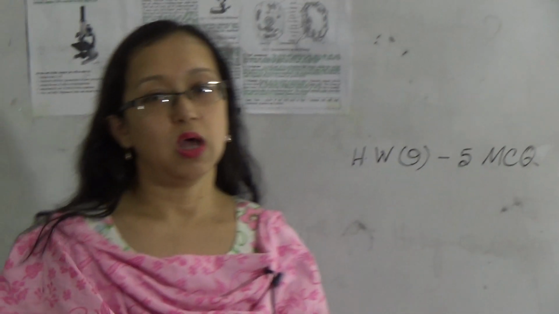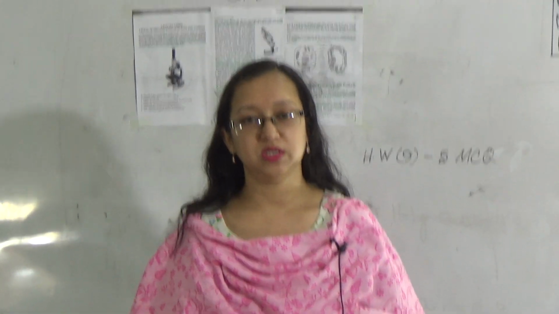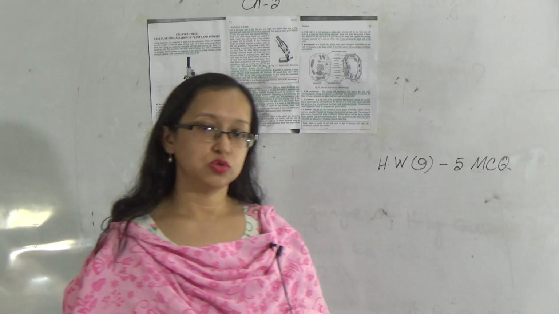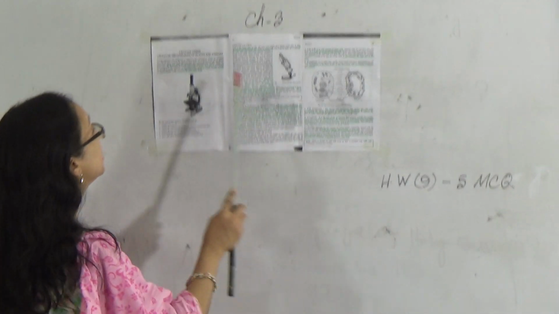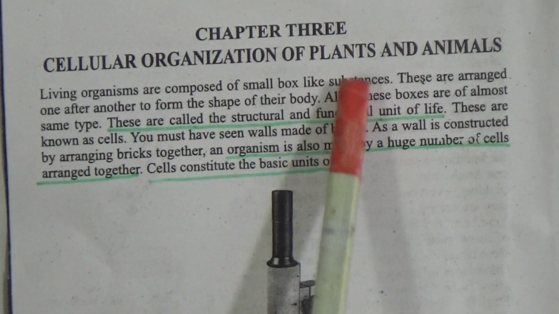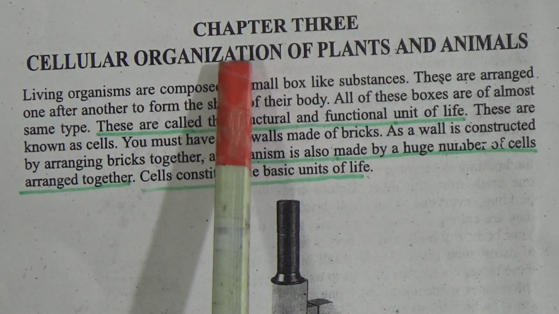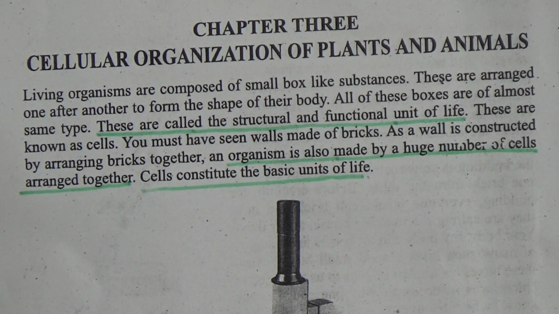Now we go to our today's chapter. Our today's chapter is chapter number 3. Now we go to our class. Chapter 3, the name of the chapter is Cellular Organization of Plants and Animals. Now let's start our class.